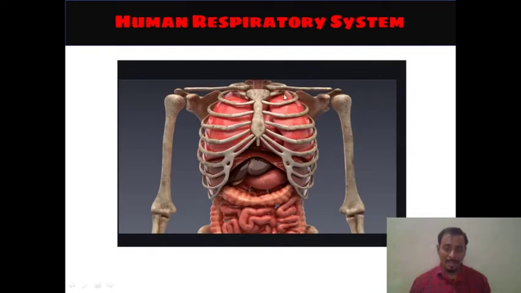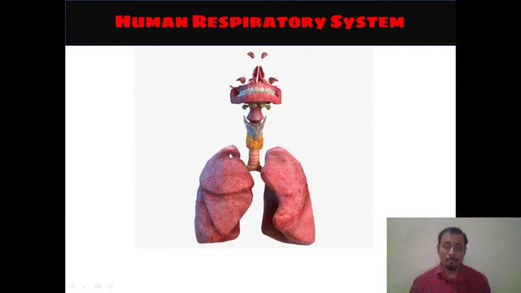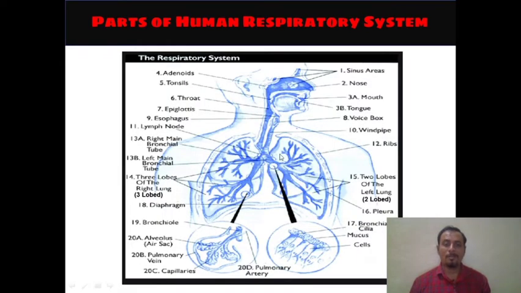Then this is the actual structure, how these are fixed inside the body anatomy. Then when we remove the sternum and the rib cage, how the respiratory system parts look, we have also seen in this 3D model. Then we learned about various labeled parts of the respiratory system: sinus, nose, mouth, tongue, voice box, windpipe, sinuses, ribs, etcetera.